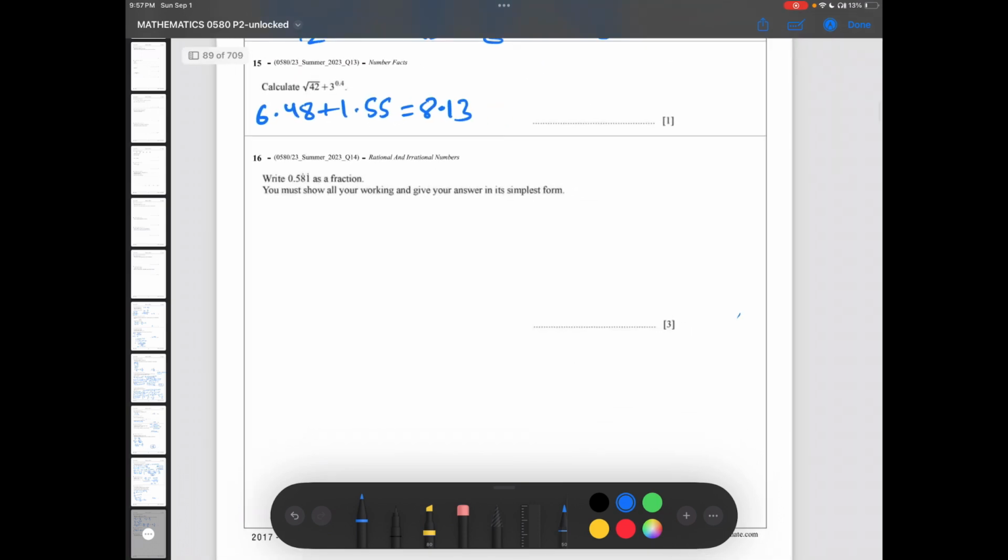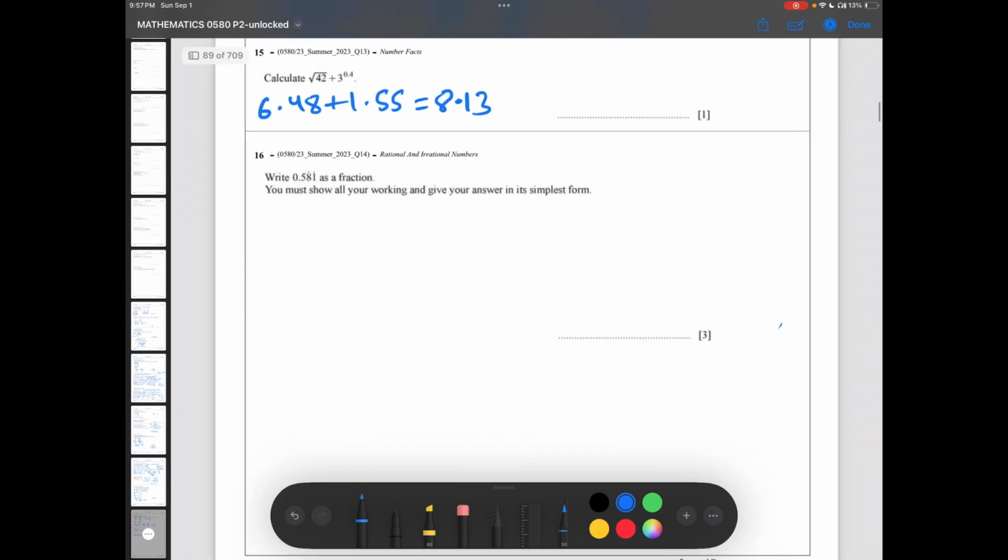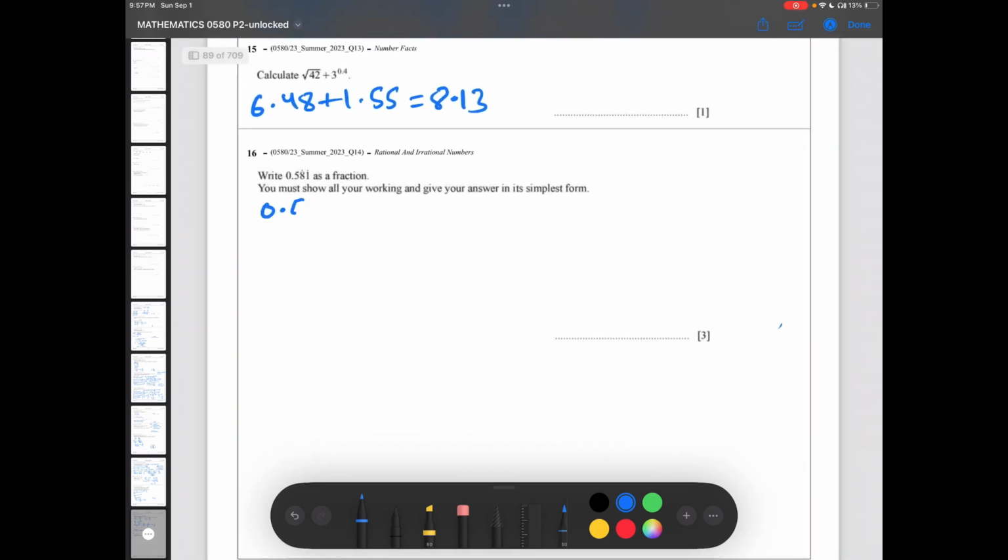Now the next question says we have to write 0.581 as a fraction, and you see that there are two dots, over the 8 and the 1. So we have solved this type of question before as well. Dots mean the recurring decimal. So it means 0.5818181, and so on.